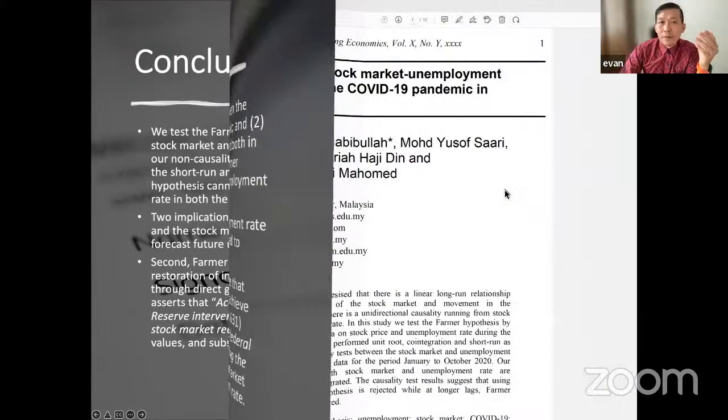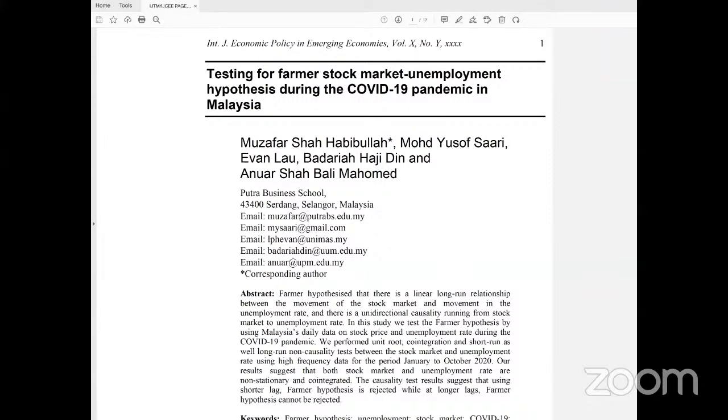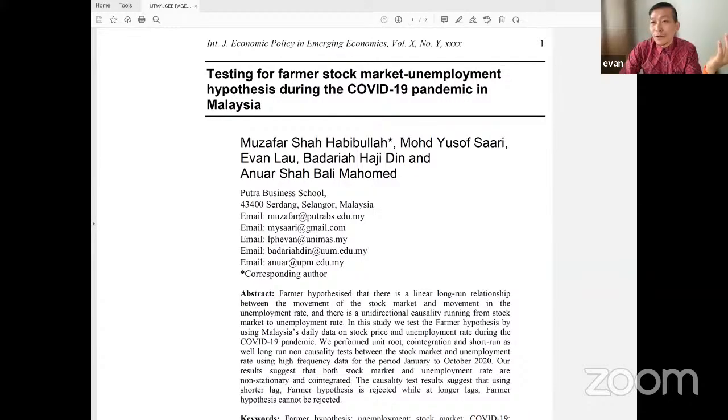That's what we found, and this is the paper that is forthcoming in the journal called International Journal of Economic Policy and Emerging Economy. It should be out next year, 2023, because it has just been accepted this year, and we prepared the work in early 2021. We sent it to the journal in early 2021, it was reviewed and so on, and after that accepted this year, and it is supposed to come out next year, 2023.